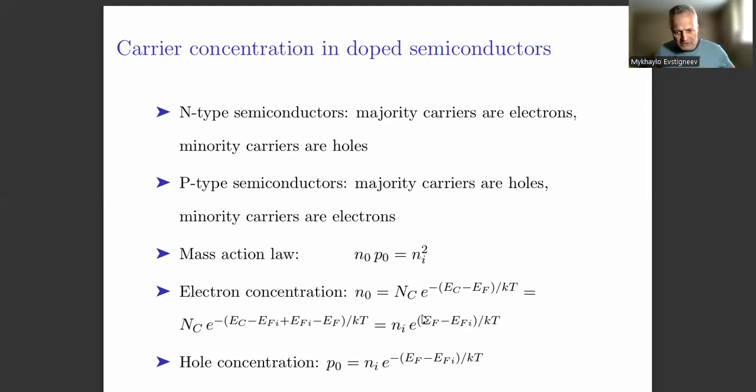So in semiconductors of n-type, we have the following hierarchy of concentrations. Hole concentration is the smallest, electron concentration is the biggest, and intrinsic concentration is in the middle. Whereas in p-type semiconductors, hole concentration is bigger than intrinsic concentration, and intrinsic concentration is bigger than the electron concentration.